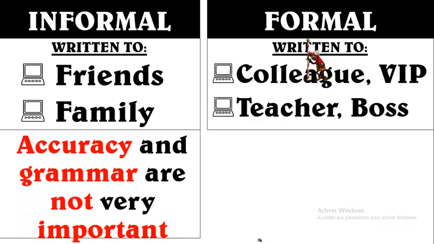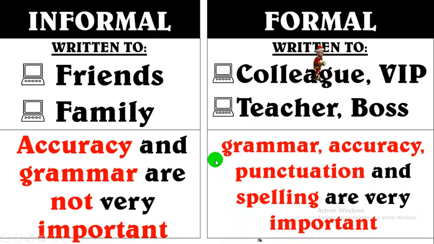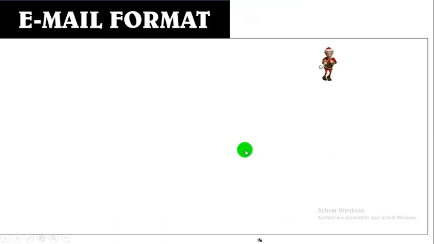When you write an informal email, accuracy and grammar are not very important. But when you write a formal email, grammar, accuracy, punctuation, spelling are very important. So informal email, informal English; formal email, formal English.